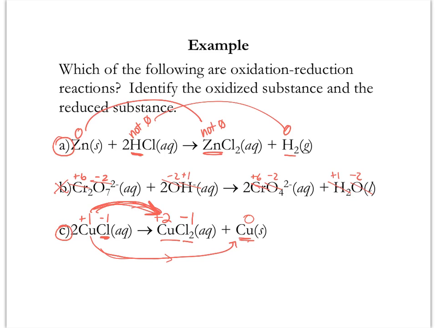In A, we have zinc getting oxidized because it's changing to a positive oxidation state, and hydrogen starting as a positive oxidation state, +1, and ending as a 0.